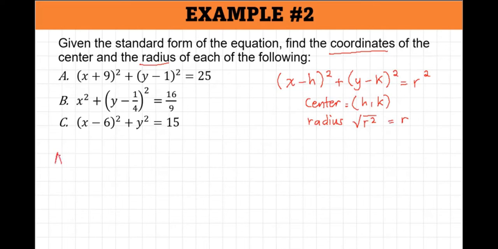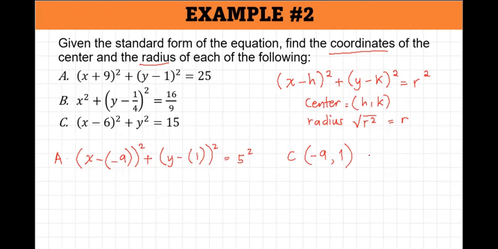Now, for letter A, x minus h. So, in this case, para ka magkaroon ng value for h, then probably yan ay x minus negative 9 plus y minus 1 squared, don't forget the squared, equal to 25. Anong square root niya? That would be 5 squared. So, for your center, it would be negative 9, comma, positive 1, and for the radius, it's equal to 5.